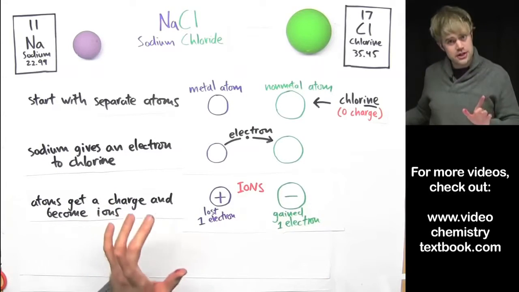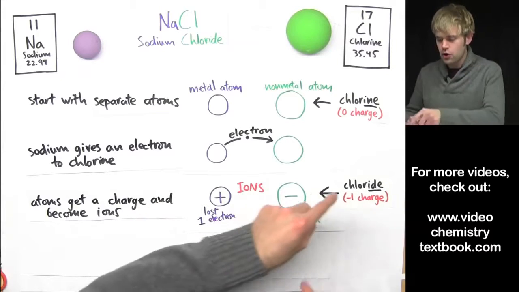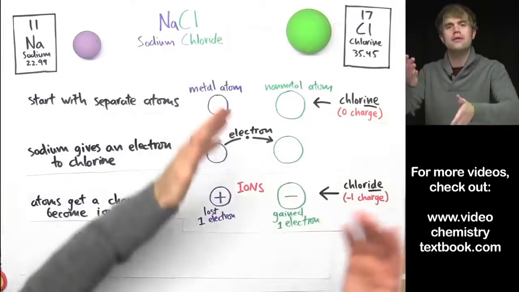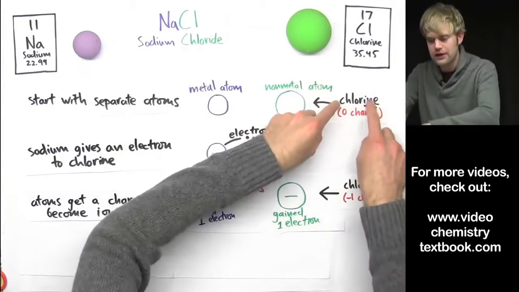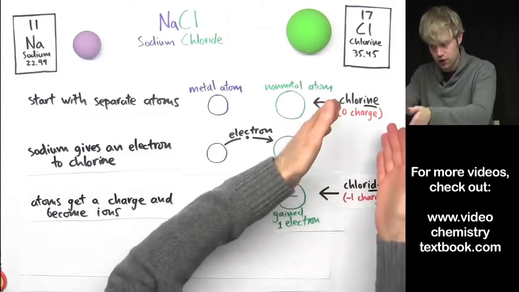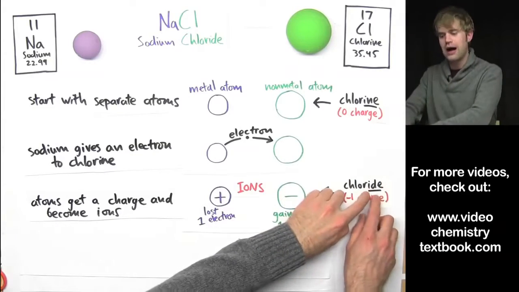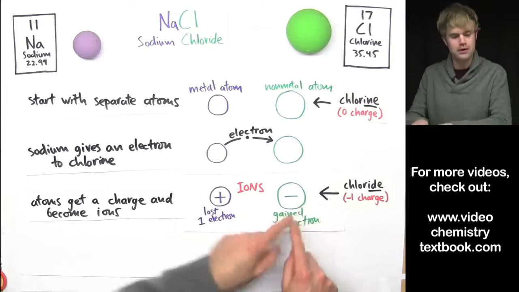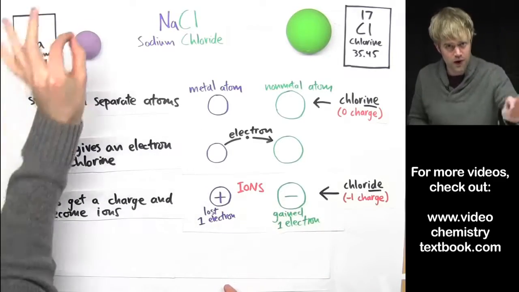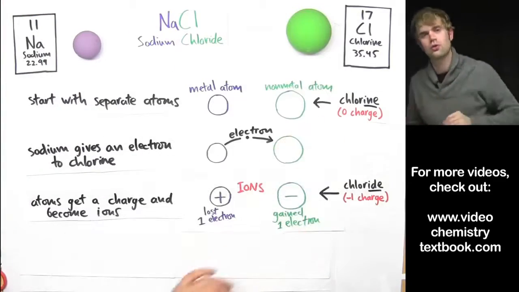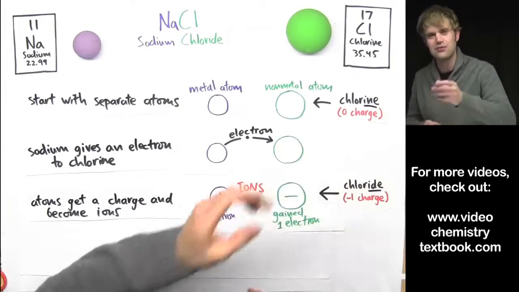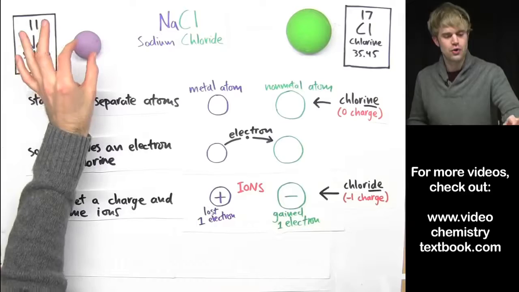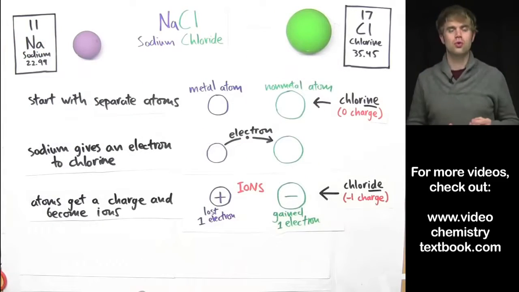And now we change its name just a little bit. We call it chloride. So it's the same atom. Chlorine and chloride are the same atom. It's just that chlorine is the version with a neutral charge, zero charge, and chloride is the version of chlorine that has a 1- charge. And it got that 1- charge because sodium gave one of its electrons to chlorine, turning it into the negative chloride. Now people often ask, why does sodium give its electron to chlorine?